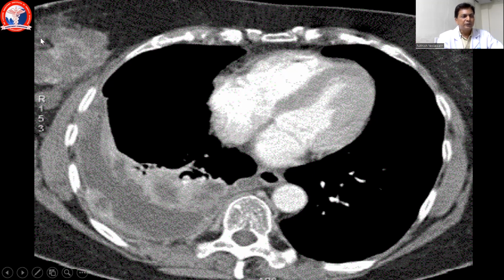Here is another lesion. So what we are seeing is pleural thickening, irregularity and all, and then effusion is there. Other than this, there is one important finding. This is a case of CA breast.